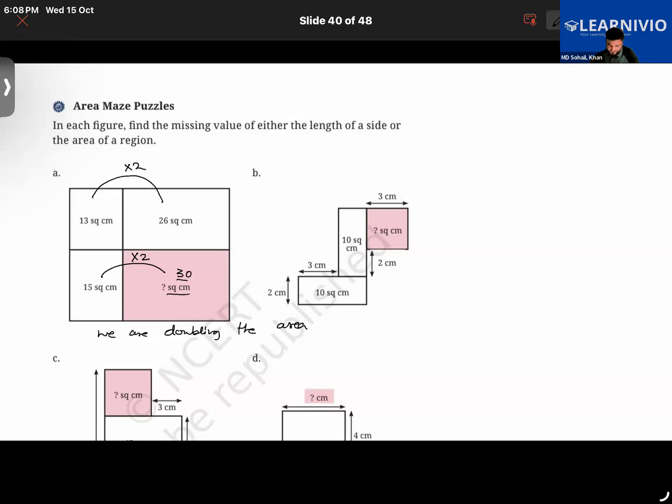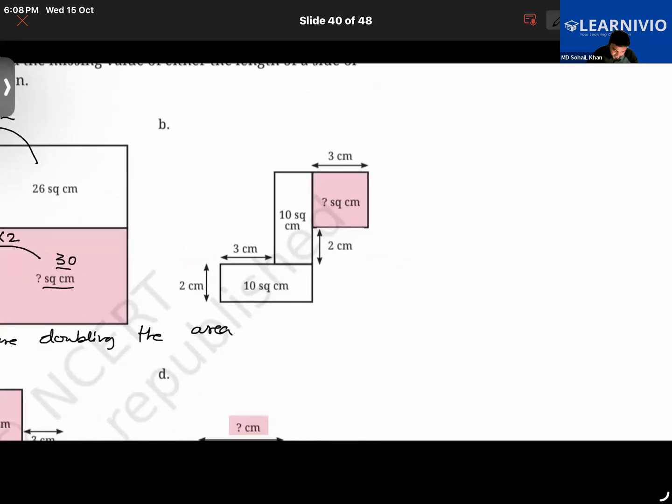Now you look at question number B here. In this, the area of this side is 10 square centimeter. We need to find out what will be the area of this square over here. Also, dimensions are given here. See, this is 2 centimeter. So if the breadth is 2 centimeter, area is 10. So what will be the length?